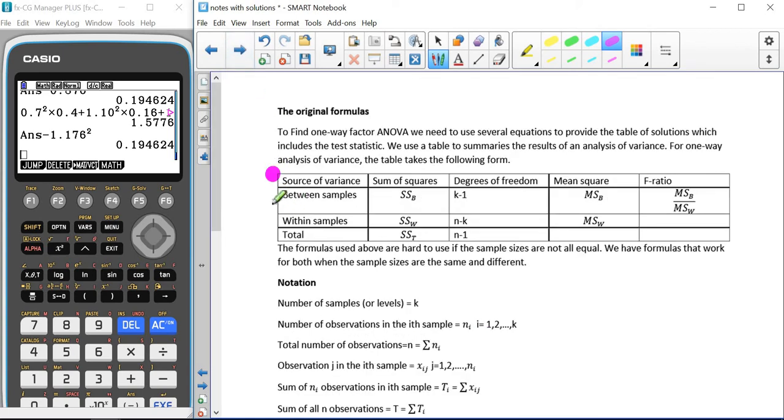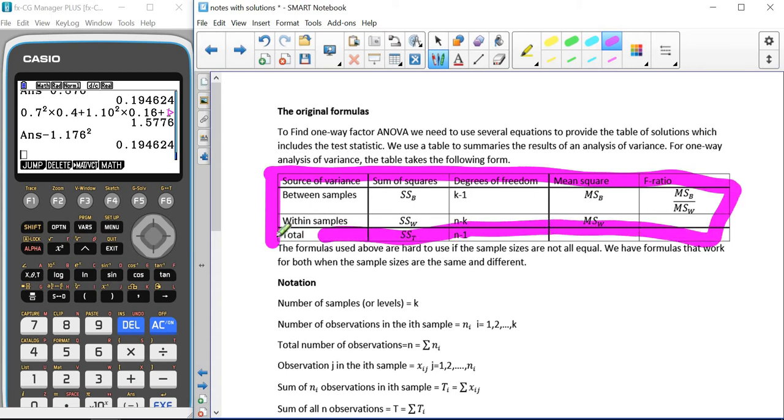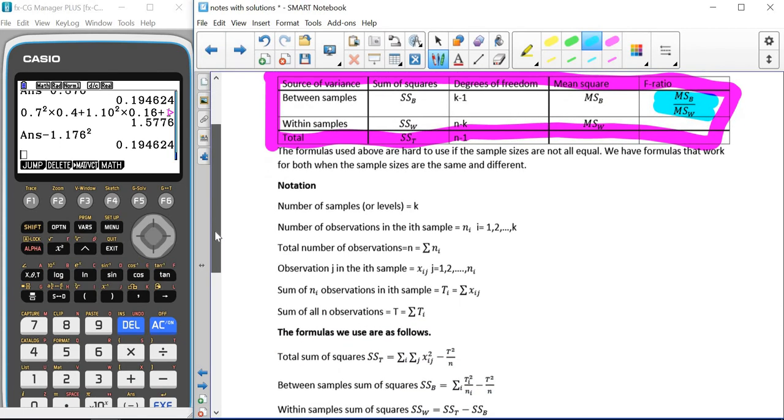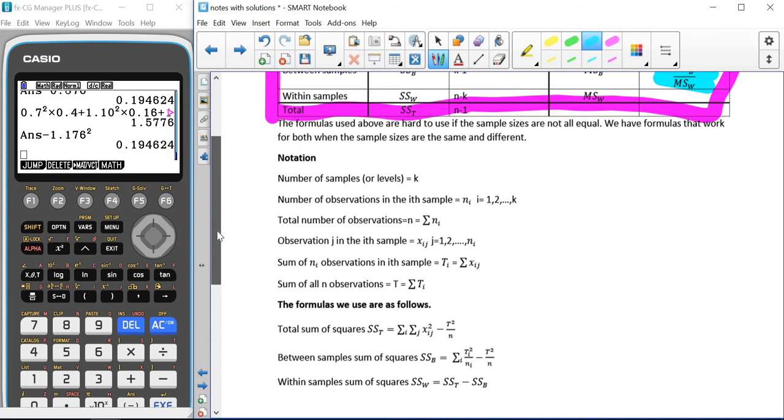This is what we're going to use to find our test statistic for one-factor analysis of variance. Our test statistic is this part here, the F ratio in the end column, but we have to make this table to be able to find it. We're first going to look at how we do that using the formulas, and then at how our graphical calculator can help us do it much quicker and simpler.